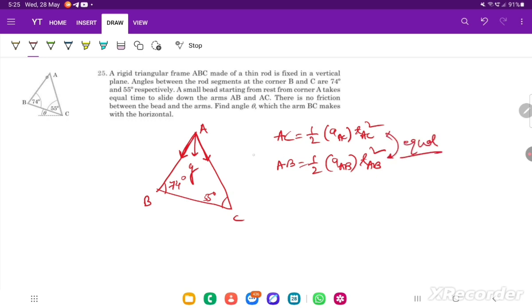So if you take the ratio of these two equations, dividing one equation by the other, then there will be a term AC by AB. You can relate this using the sine rule, right? And a_AC and a_AB you can write in terms of g cos of the angle between g, the vertically downward direction, and AC and AB in both the cases. So in this way you can calculate theta, because acceleration will involve the term theta.